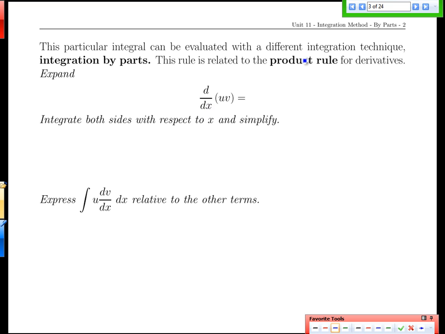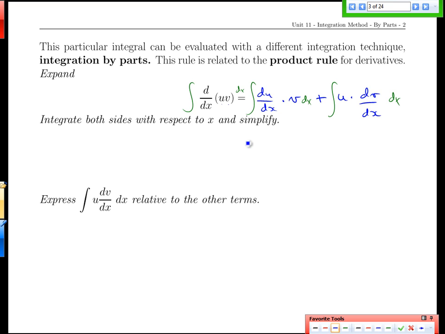Okay. The rule of integration by parts comes from the product rule from derivatives. Let's take a look at how that might be written out. If we had two functions u and v and we had their product, then their derivative would be the derivative of the first times the second plus the first times the derivative of the second. Now if we integrated both sides of that, because that's a nice rule for derivatives, but it doesn't help us with integrals. If we integrated both sides with respect to x, what could we get?